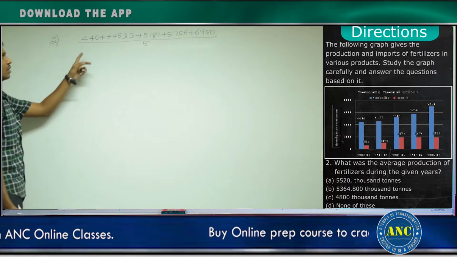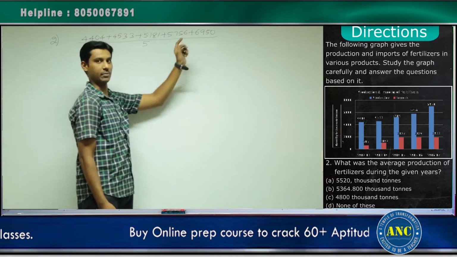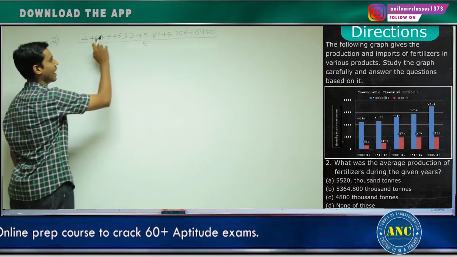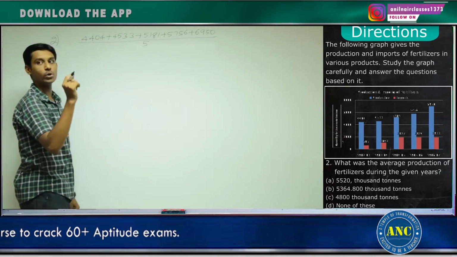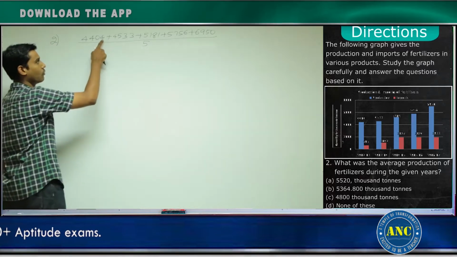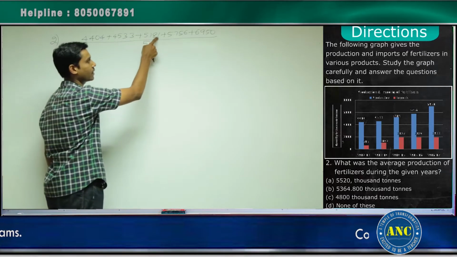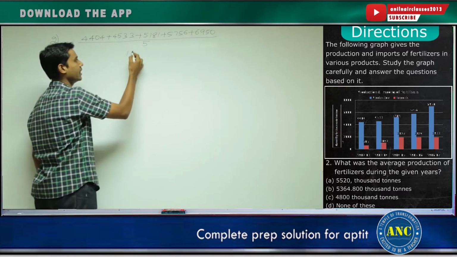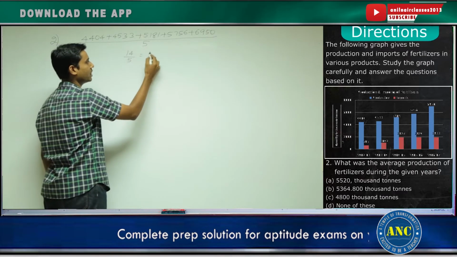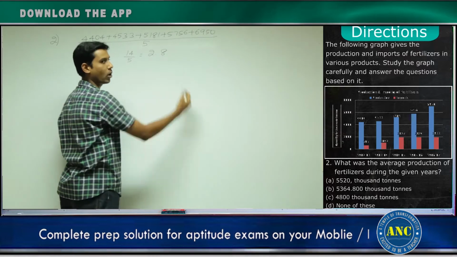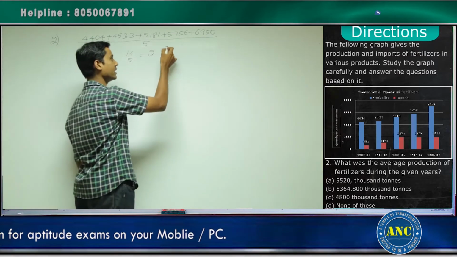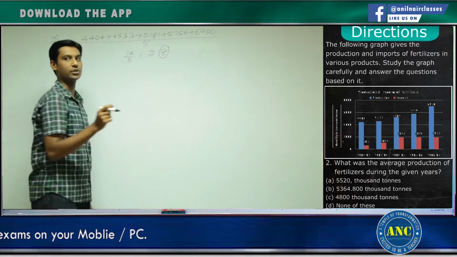See here. Instead of adding all these things and wasting our time in the examination, think logically, think smart. Instead of adding all the numbers, add only the unit digit. 4 plus 3 is 7. 7 plus 1 is 8. 8 plus 6 is 14. 14 plus 0 is 14. It is 14 by 5. 14 by 5 is nothing but 2.8. That means the unit digit of the answer should be 8.